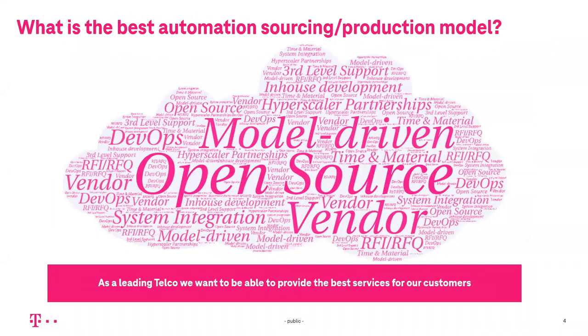And then when we started this journey into open source, we also asked the question, what would be the best production model for a network automation system? And you can believe me, we have tried out everything you can see in the tag cloud. We have done in-house development. We of course are talking to the vendors, the good old RFI RFQ story. We are looking into partnerships with hyperscalers. We think of model-driven software, and one option, of course, is open source. And of course, all of these have in common that in any case, we want to be able to shape the services we provide to our customers ourselves, because we think that's a strategic asset of a future operator of a really software-defined telco.